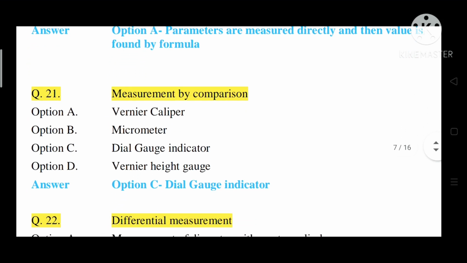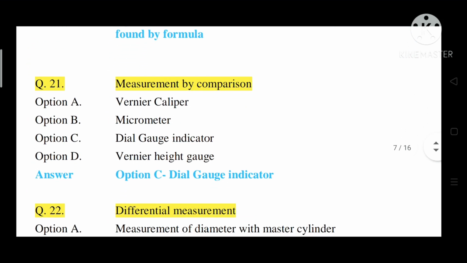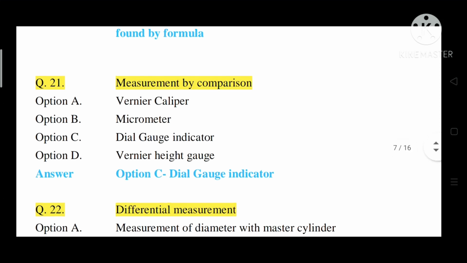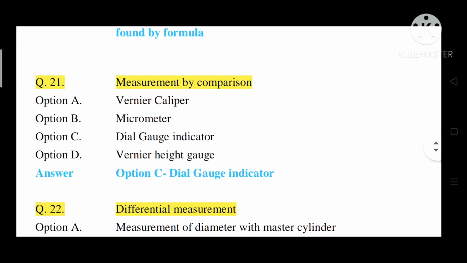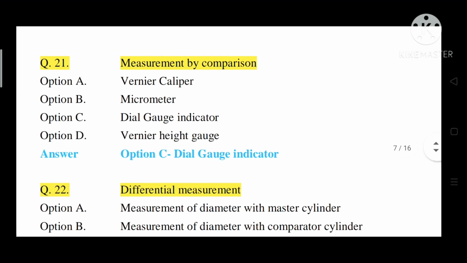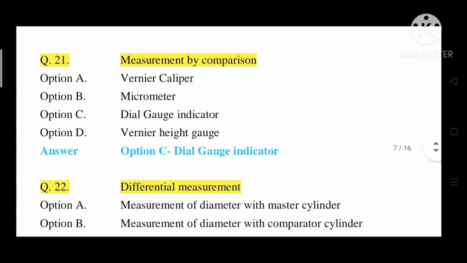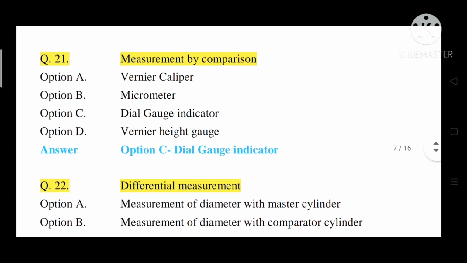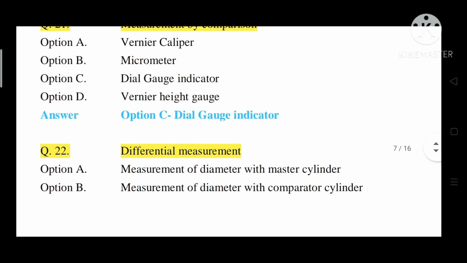Question number 21. What is measurement by comparison? Options are: option A, vernier caliper; option B, micrometer; option C, dial gauge indicator; option D, vernier height gauge. So the correct answer is dial gauge indicator. With the help of a dial gauge indicator, we will not get any value with respect to the true value. It will just show the difference from the true value. So that is why option C is correct, that is dial gauge, measurement by comparison.